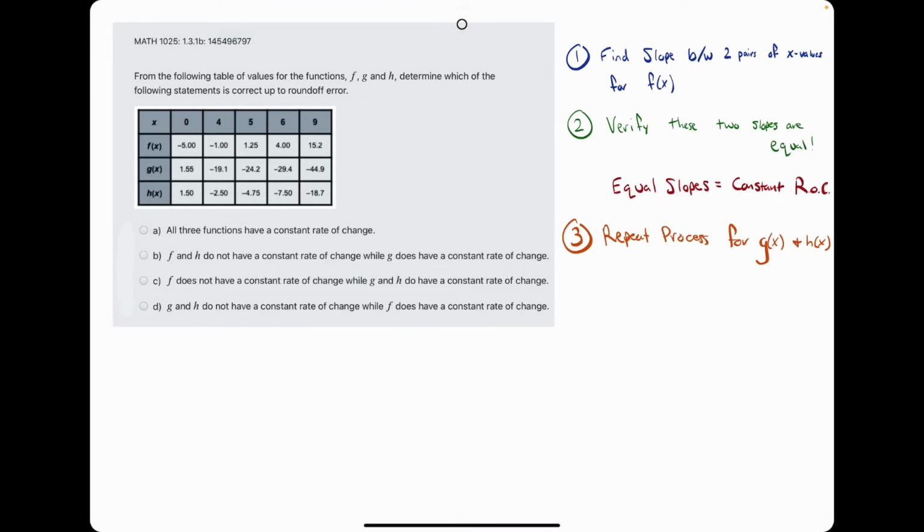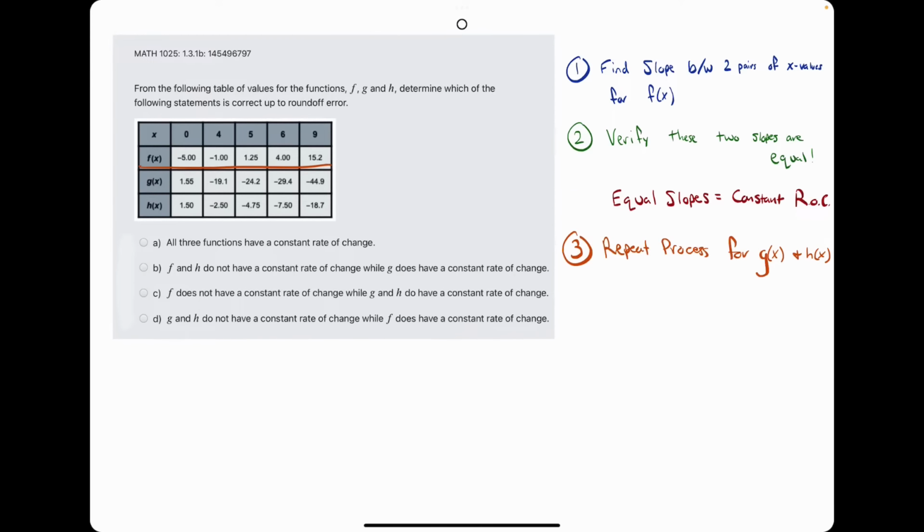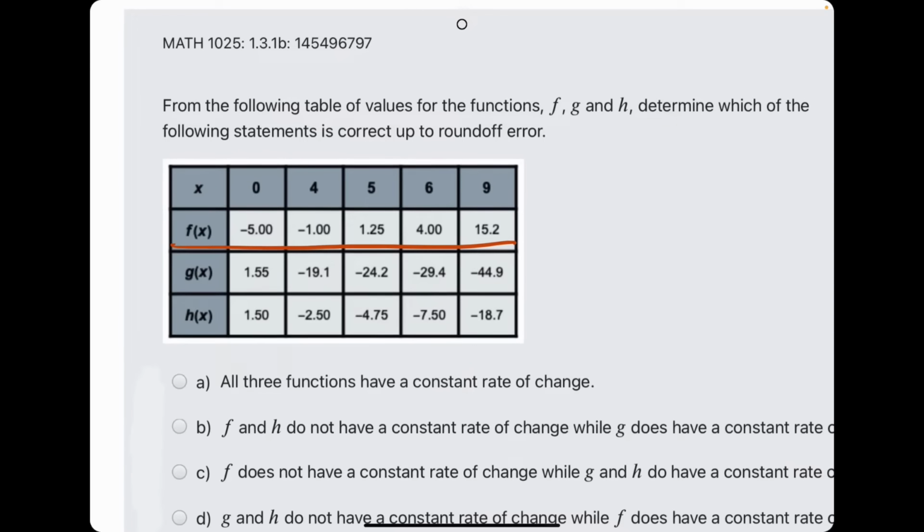So, how we'll check this is starting with the function f, we will find the slope between two pairs of x values. So we could start by finding the slope between, say, 0 and 4, and then we could find the slope between 6 and 9. It doesn't matter which pairs you use as long as you use two different pairs.